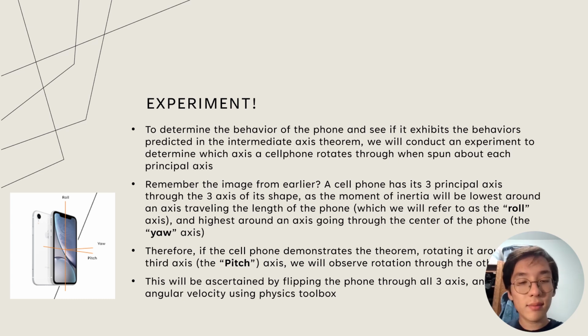These 3 axes are going to be the yaw axis, which passes straight through the phone, perpendicular to the surface. The roll axis, which is along the length of the phone, and then the pitch axis, which is along the short side of the phone.